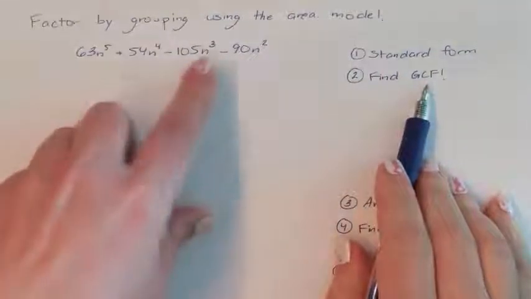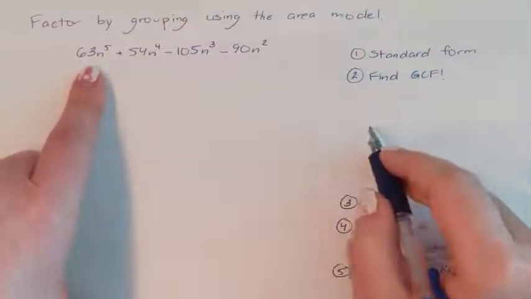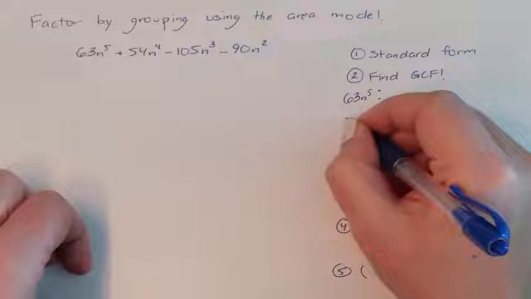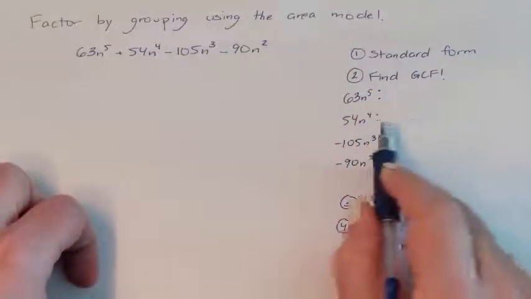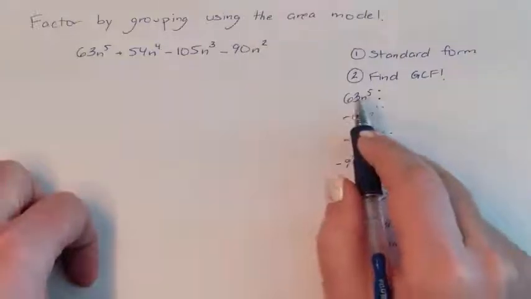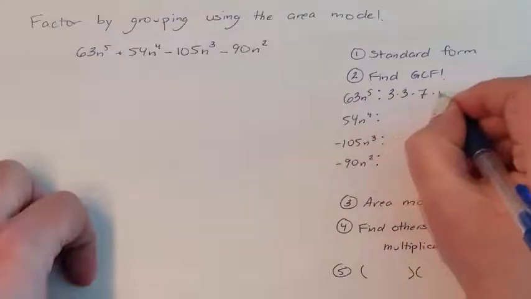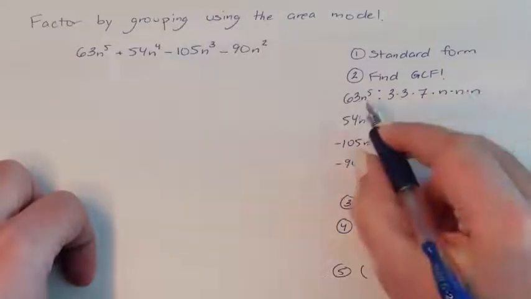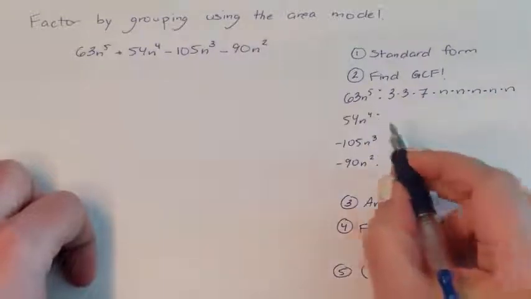I need to see if there is a GCF in any of this. So if there are 4 parts, that means I need 4 lists. And then I am going to use a prime factorization tree to figure out what my lists are. So 63 is 9 times 7, but 9 is not prime, so you have to break the 9 up. And n to the 5th means there are 5 of them, so make sure there are 5 of them.